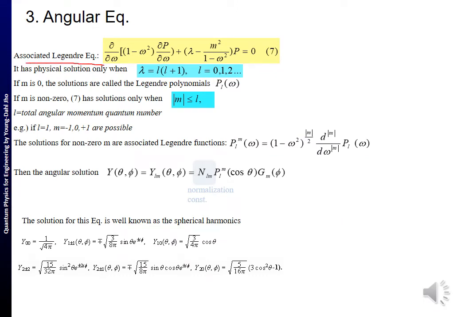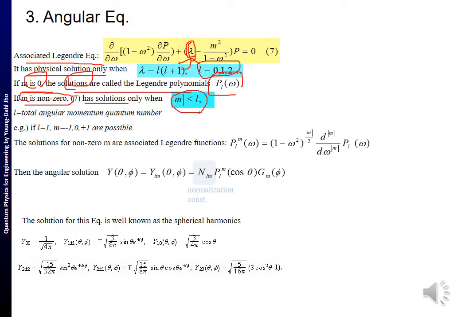This associated Legendre equation has a solution only when lambda equals L plus 1, and this L is actually the angular momentum quantum number. We put it into here and then solve the equation again. Then we found if m is 0, the solutions are called Legendre polynomials. There is a solution. Or m could be non-zero, then it should satisfy this condition.